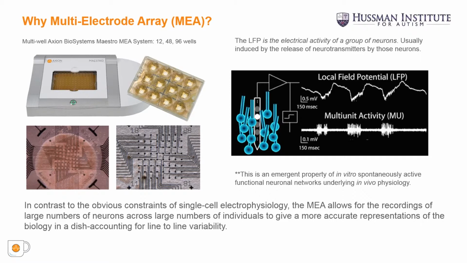For those who are not familiar with the multi-electrode array, multi-electrode arrays record local field potentials. LFPs are the electrical activity of groups of neurons. This is usually induced by the release of neurotransmitters by those neurons. In contrast to single-cell electrophysiology, the LFP and the spikes that are recorded in the multi-electrode array are an emergent property of in vitro spontaneously active functional neuronal networks. They underlie in vivo physiology, and they are also tangentially related to the single-cell spike activity of the neurons that surround any given electrode.